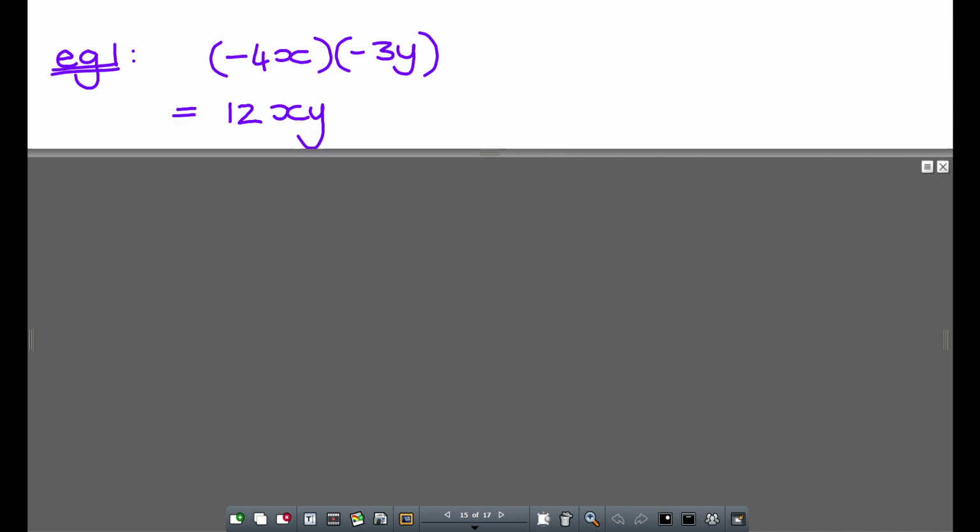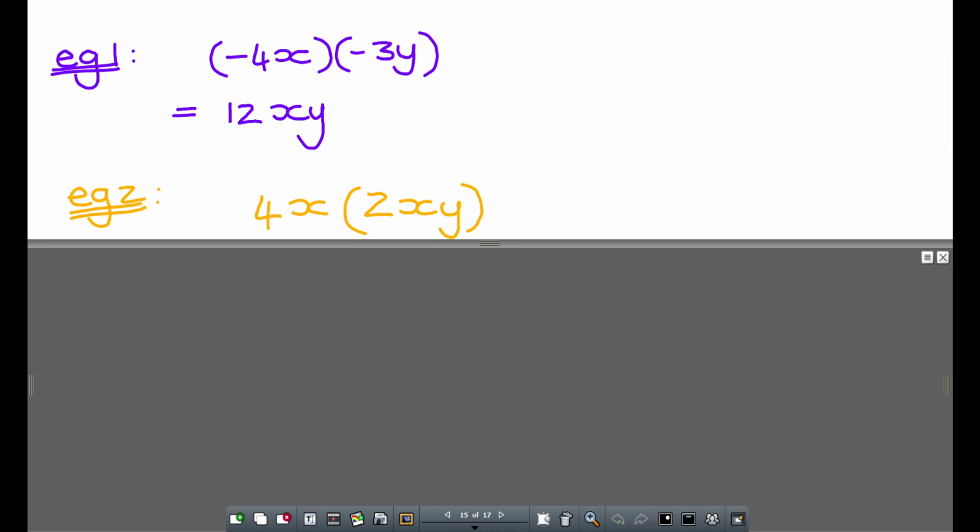Now we look at the unknowns. X times y becomes xy. So can you see that the unknown changed? Yes, ma'am. Okay. Right, example 2: 4x and then 2xy.